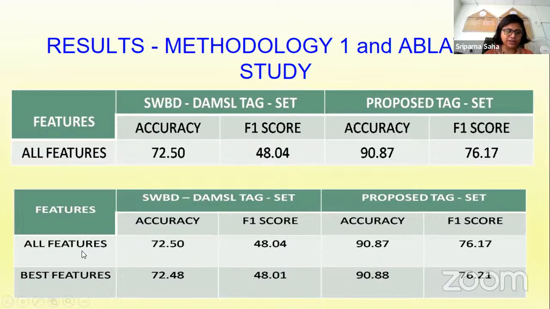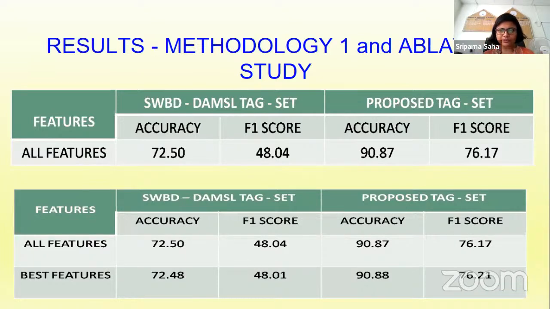Again, you can see that all features give an accuracy of 72.50, and with the proposed tag set, we get 90.87 accuracy. With the base features, we have done an ablation study, applying forward feature selection to select the important features. By using this methodology, we get an accuracy of 72.48, and with the proposed tag set, we get 90.88. You can easily understand that identifying 42 different tags is very difficult, and sometimes there is overlap between the tags as well.